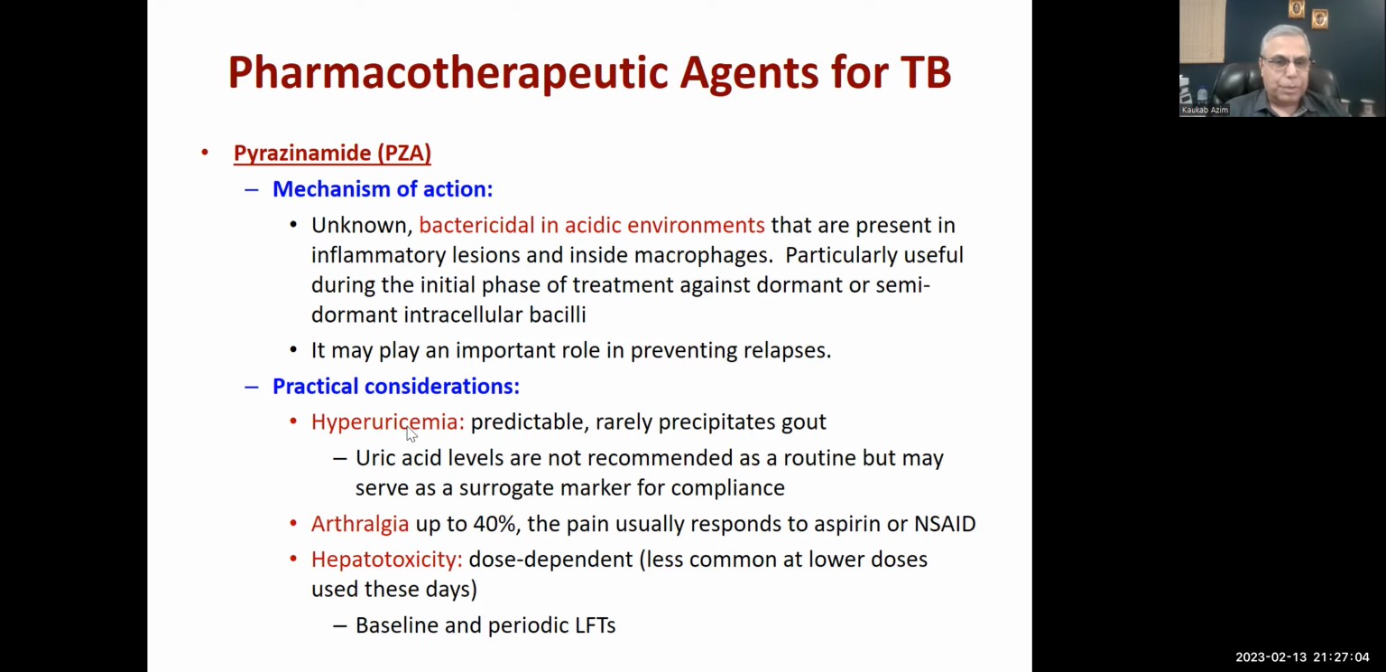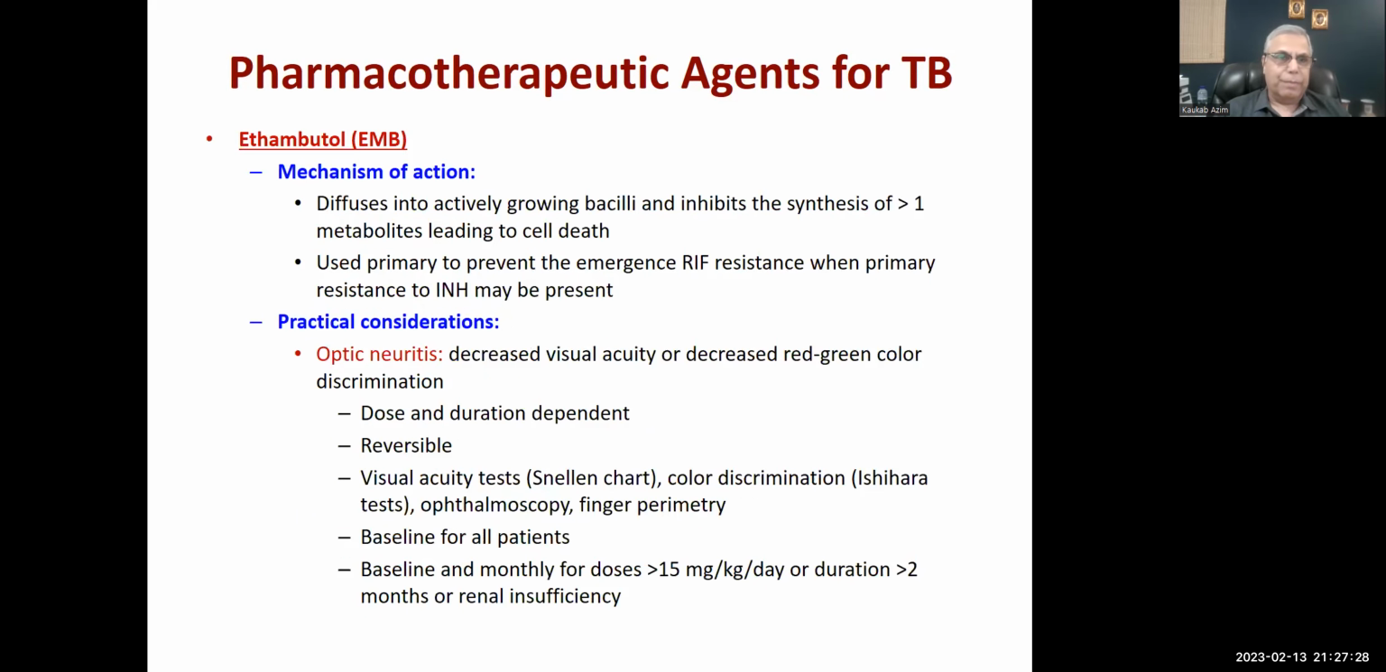It may cause hyperuricemia, but it does not precipitate gout, but we have to keep this thing in mind. It can cause arthralgia, hepatotoxicity. So, all drugs are hepatotoxic. Not all, maybe the last one, which is ethambutol, it has got a different adverse effect, which is on the eyes and which is color blindness, if you remember. So mechanism of action: it diffuses into actively growing bacilli, inhibits synthesis of one metabolite, leading to cell death, right?